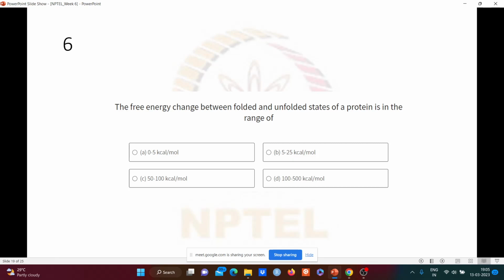Yeah, the structures are marginally stable, because stability, also known as the difference of free energy between the folded and unfolded state, is also called stability. This stability takes lower values because it's a balance of attractive and repulsive forces. That's why these values are in a marginal, low range. So here the answer is 5 to 25.